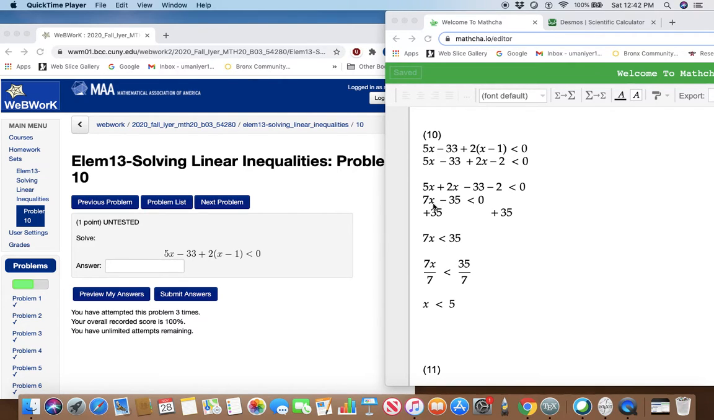To solve for x, you want to isolate x. So get rid of negative 35 first. Add 35 to both sides. These two cancel on the left and you're left with 7x less than 0 plus 35 is positive 35. Divide both sides by 7. 7 is a positive number, so no change in the inequality. You get x less than 5.